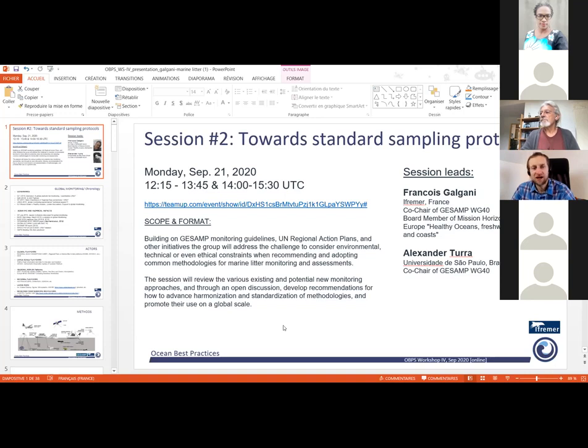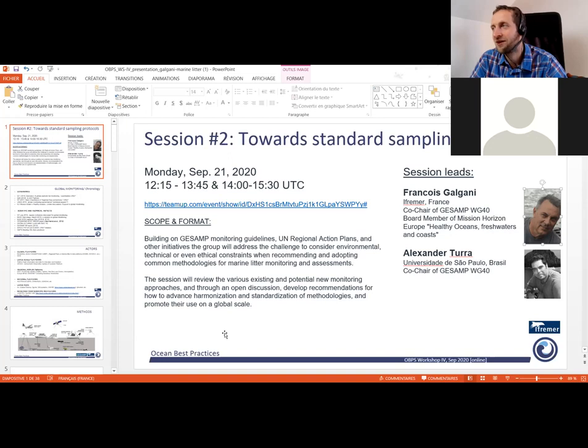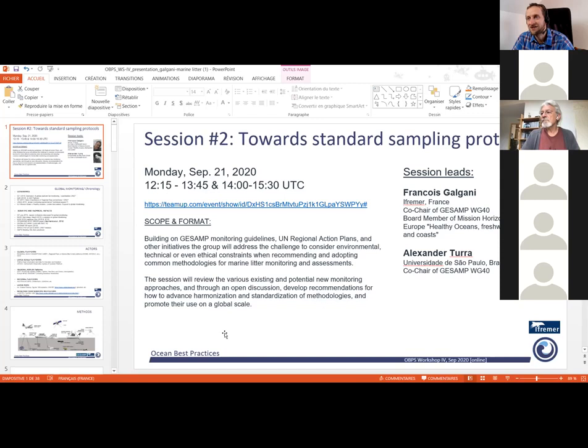Okay, so we're at 1:15, so I think we can start with the next session. It's my pleasure to introduce François Galgani from Ifremer, France, and Alexander Turra from Universidade de São Paulo, Brazil, both serving as co-chairs of the GESAMP Working Group 40. I'm very excited about this session, which is going to be about towards standard sampling protocols, but I'm going to let François and Alex explain the scope and the plan themselves.